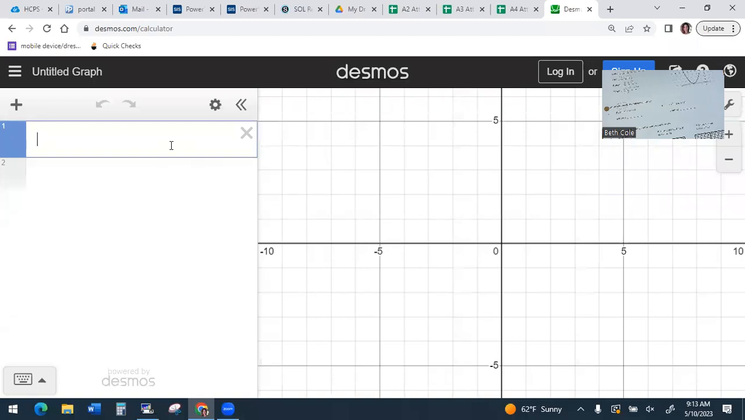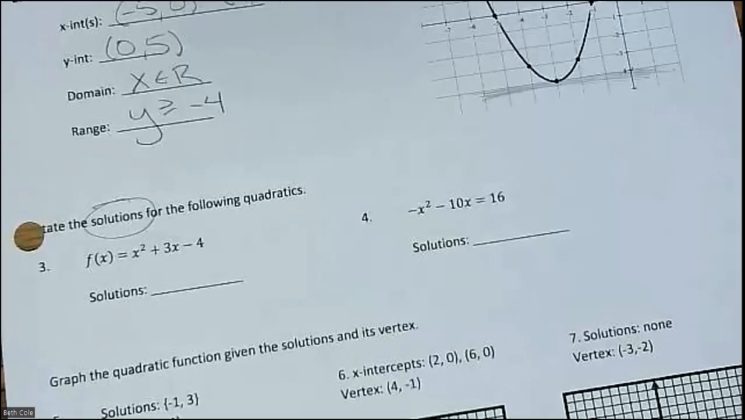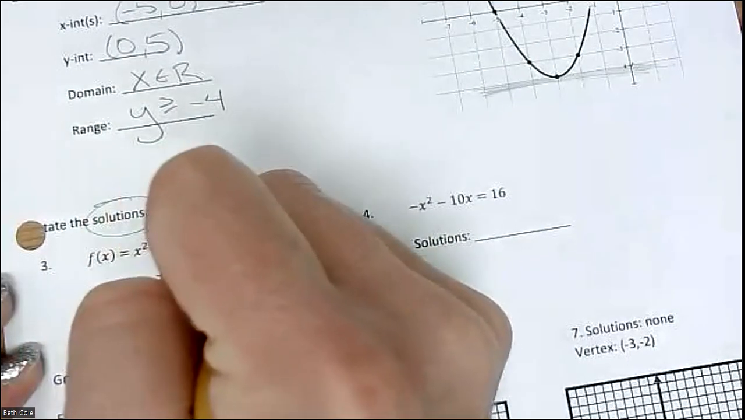I'm going to type in that first one. X squared plus 3x minus 4. Are you looking? This is all you have to do. What's the first one? -4 and 1. Just write down that on your paper. -4 and 1. That's literally all that there is to that.